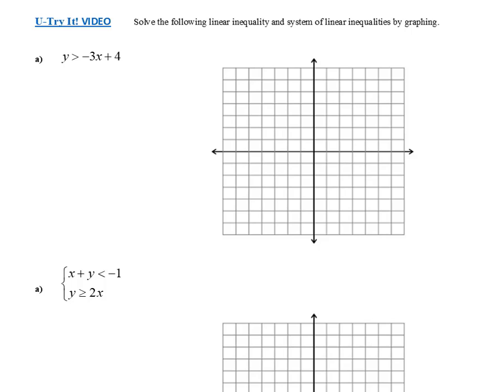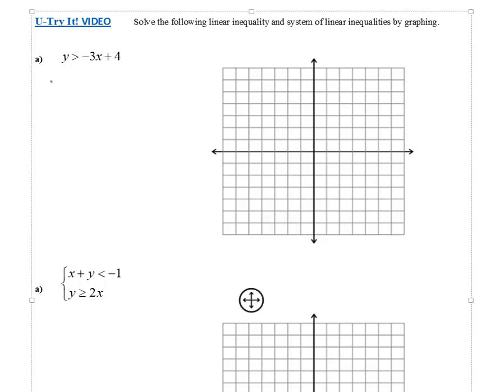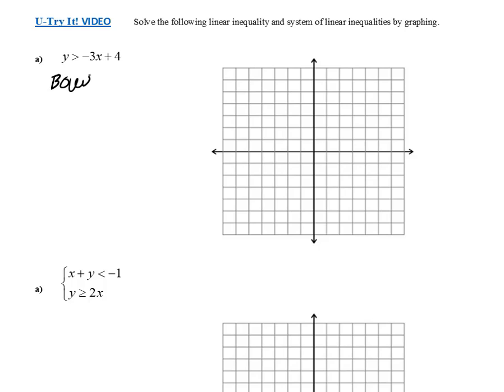All right, we're going to solve the following linear inequality and system of linear inequalities by graphing. So the first one, A, when we're graphing these, we want to graph the boundary line. So the first thing we're going to do is the boundary line. The boundary line will be y equals negative 3x plus 4. And since it's greater than and not equal to, we're going to graph the boundary line dotted.